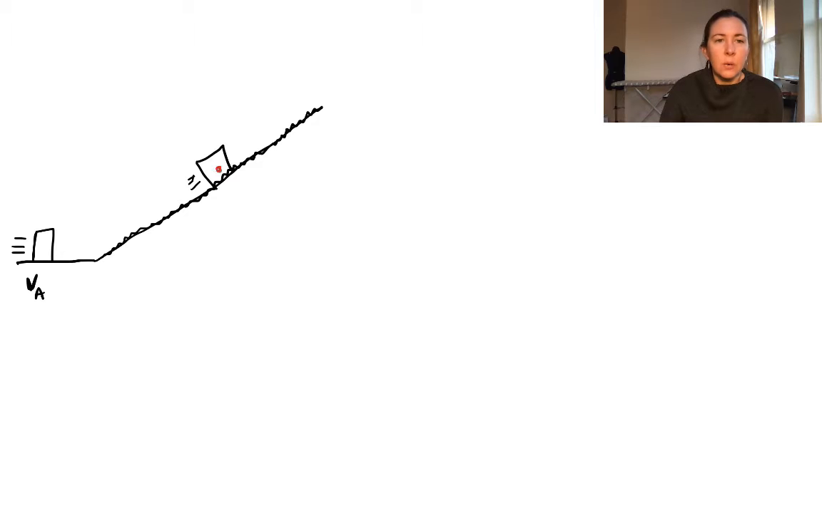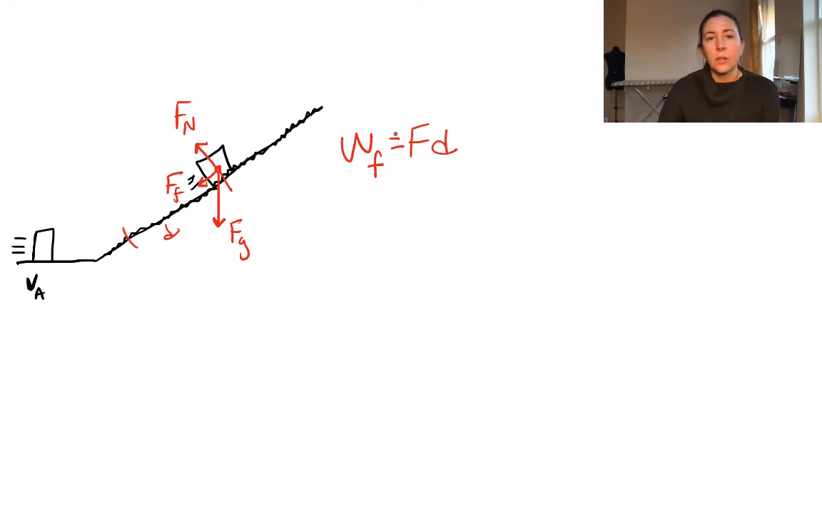Okay, so force of gravity goes straight down. Force of friction goes this way. Normal force. And so these are the only forces that are acting on the block. So in this case, the force of friction, if we're talking about the work done by friction, is just the force of friction times the distance that the block is traveling. So the distance d here.